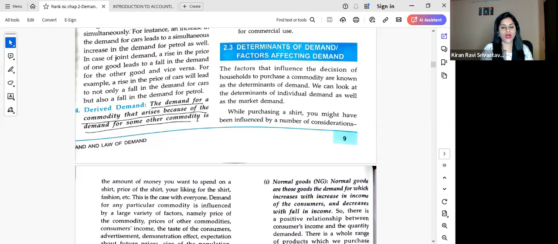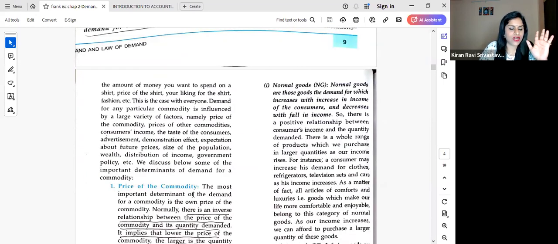Okay, so we are continuing with determinants of demand, also called factors affecting demand. We have 10 factors which affect demand. In ICSE and ISC, we have factors affecting demand directly, with all the 10 given together. But in the CBSE syllabus, you have individual demand and market demand separately. So we have already covered 5 factors under this.